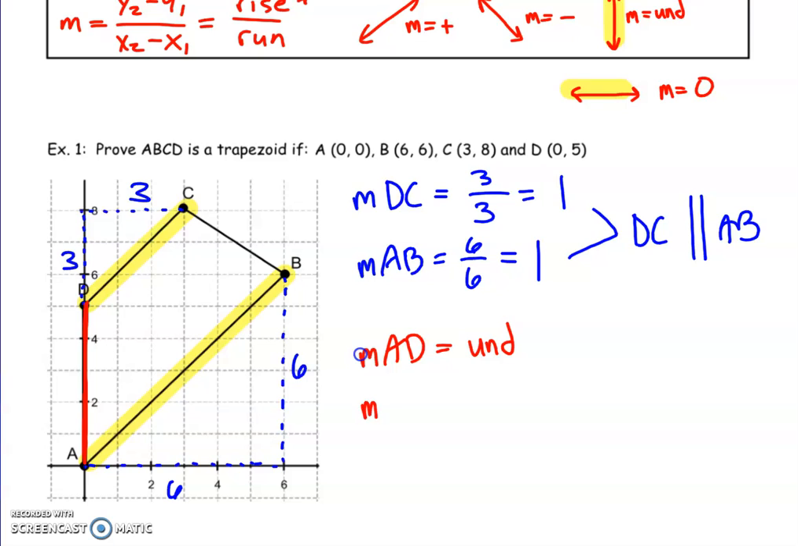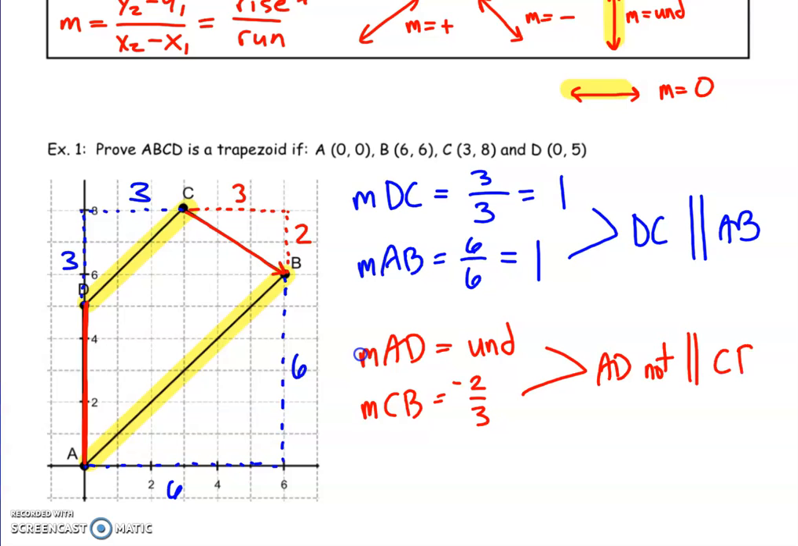Now I find the slope of CB. Well, the rise is your delta y, that's 2. The run is your delta x, that's 3. But notice here, we went downhill. So that means that slope is negative, negative 2 over 3. Okay, so now we compare AD and CB's slopes. We see that they're different. Well, if the slopes are different, that means they are not going to be parallel. So we say AD is not parallel to CB.